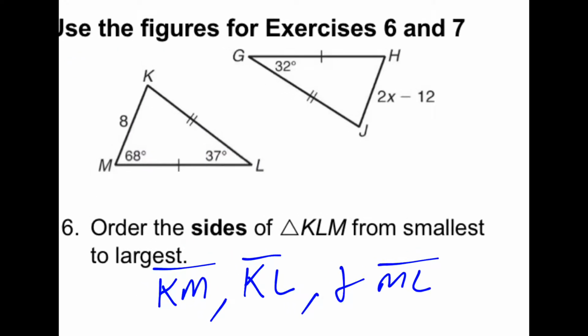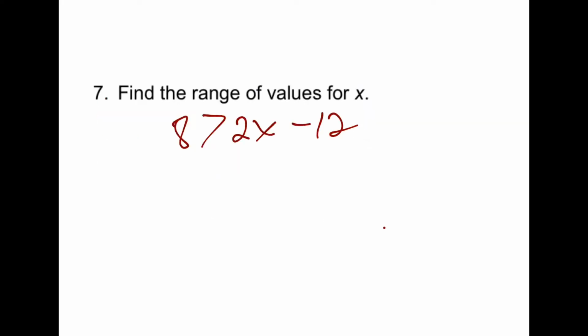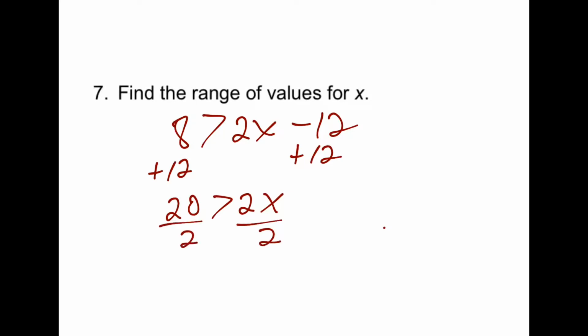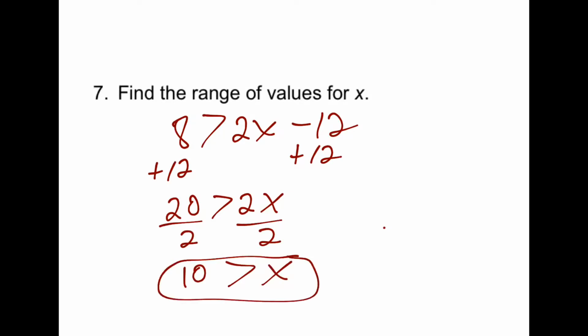For number 7, I have to use both triangles here, and I'm matching up 37 with 32. Which one's bigger? 37 is. And that means that 8 is bigger than 2x minus 12. So that's my setup, and I add 12 to both sides. I get that 20 is bigger than 2x. When I divide both sides by 2, 10 is bigger than x, or x is less than 10.